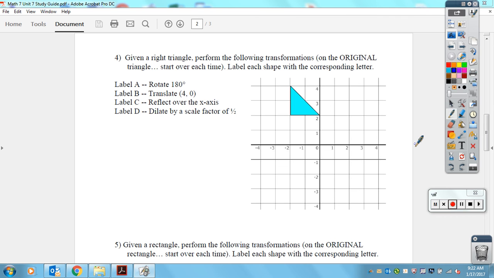Number 4 is asking us to take this shape, right here, this triangle, and make 4 different new shapes. When I'm done with my shape, I'm going to label the inside of it A, then label it B, label it C, and label it D. So I'm going to start with this original. We'll call it O for the original. Start with that guy each time. All right, so it's to rotate 180 degrees. Again, to rotate 180 degrees, I can't do it on this paper.